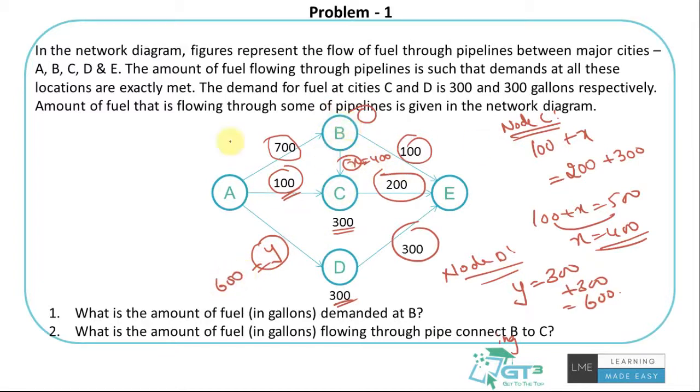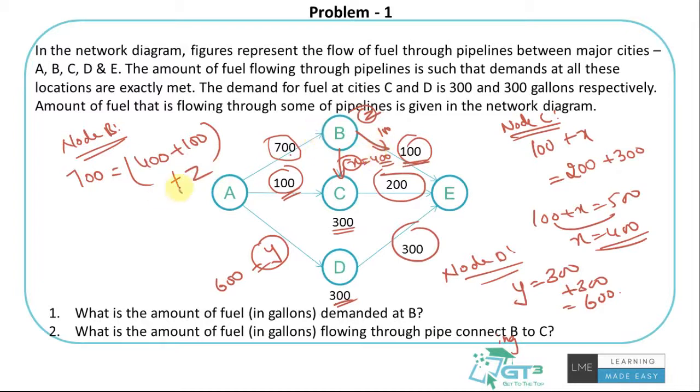And finally, what about node B? Inflow is 700, that is the only inflow I have. Outflow is 400 going out here and 100 going out here. Right, the X is 400, we found that B to C it's 400. So the sum of outflow is this. And let's call the demand here Z. So the demand, our consumption required at B, is Z. So this is 500 that goes this side. Z is 700 minus 500, which is 200 gallons. Right, so this is 200.